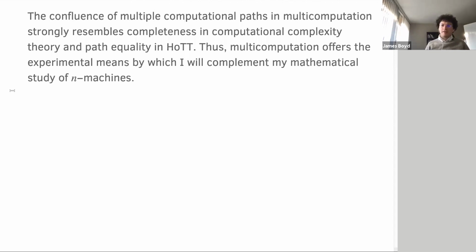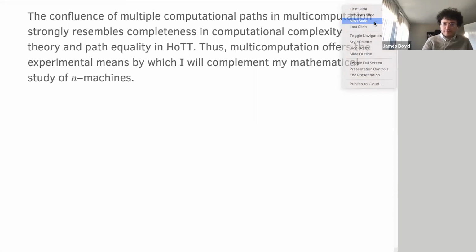And so thus, I feel as though multicomputation offers an experimental means by which I'll complement my mathematical study of N machines. Now, this project is only beginning to develop, though I thought it would be instructive for me, and perhaps of interest to others, to hear some initial comments, even at this early stage. I'm excited at this early stage, and I very much enjoy talking about it, even though it's still quite embryonic.